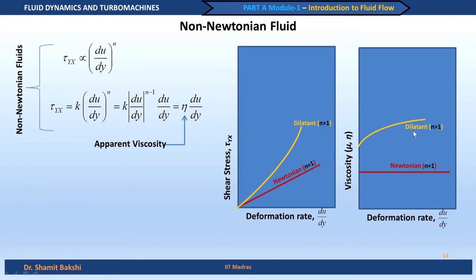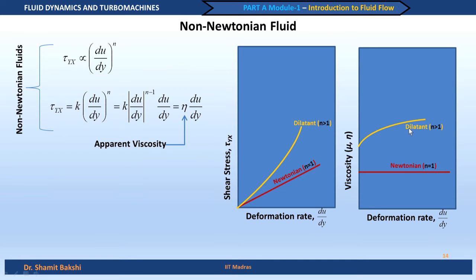So, these are called dilatant type of non-Newtonian fluids. So, here the viscosity increases with the deformation rate. So, by the application of more shear stress, this fluid becomes more viscous. So, these are like shear thickening liquids. Dilatant liquids are also called shear thickening liquids.